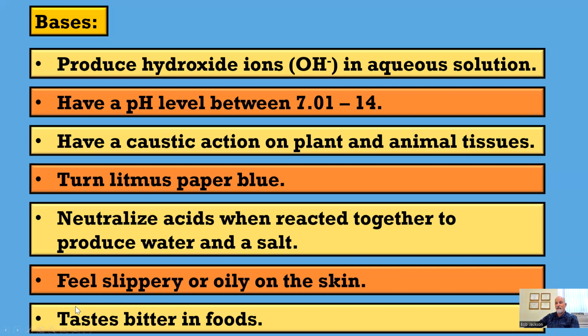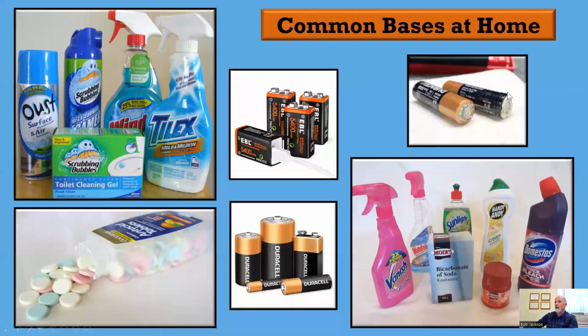Okay, and then bases naturally in foods give foods a bitter taste. Acids are sour, bases are bitter. Common bases we find at home are a lot of our cleaners. You've got Windex window cleaners and so forth, to what you're cleaning the toilet bowls out with. Several of these are scrubbing bubbles. These are all bases. If you see on them that they've got hydroxides in them, they're bases. There are some cleaners that are acidic, but an awful lot of them are bases.